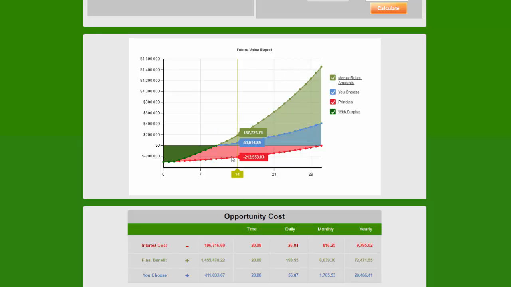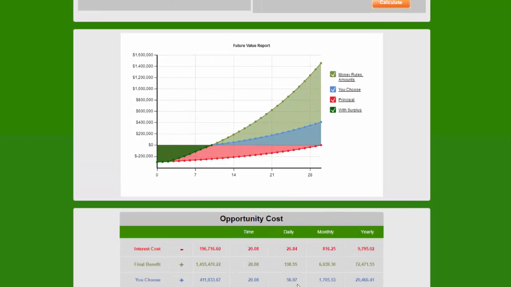If, however, they start the plan today, they will actually be generating $198 positive a day, or $6,000 a month, $72,000 a year. Or even if they only do $1,000 per month, they will be generating $56 per day, $56.07. How many hours would you need to work to earn that? Or $1,700 a month, or $20,000 per year, to end up with either $411,000 or $1.455 million.